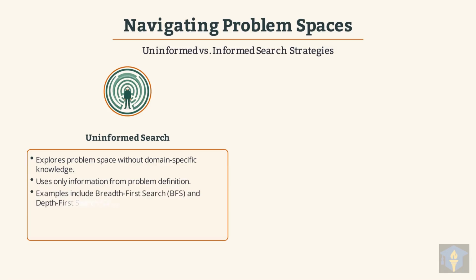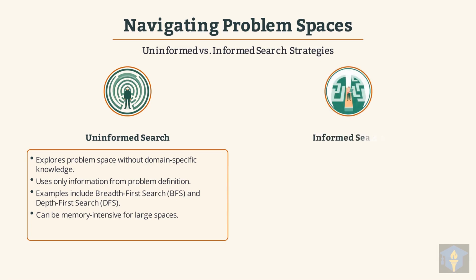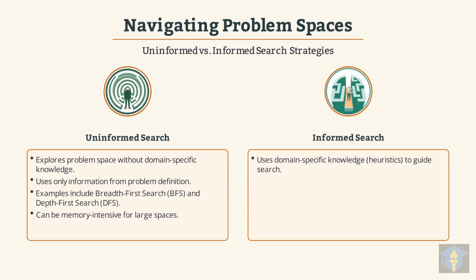Key examples include breadth-first search, or BFS, and depth-first search, often called DFS. However, uninformed search can become quite memory-intensive, especially for very large problem spaces. On the other hand, informed search strategies use additional knowledge to guide their exploration. They employ domain-specific knowledge, often called heuristics, to efficiently guide the search process.